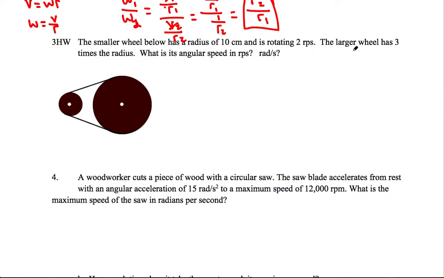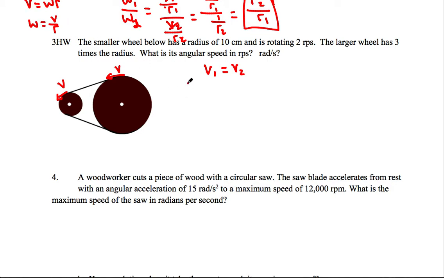The next one, we're dealing with a smaller wheel of radius 10 centimeters rotating at 2 meters per second. The larger wheel has 3 times the radius. What is the angular speed? So same idea here, that the tangential speed that's going right there, that V has got to be equal to that V. Otherwise, if this were like gears, the chain would be building up here faster than it is here. So that can't happen.